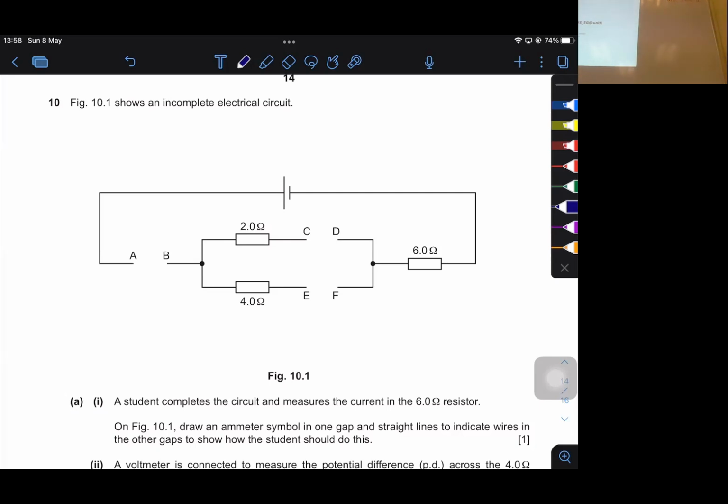Wow, see, most of you guys are stuck with this question. Really? This is the hardest.